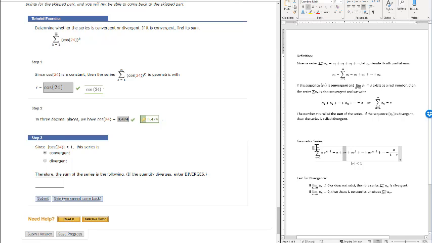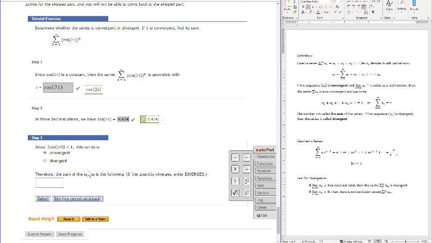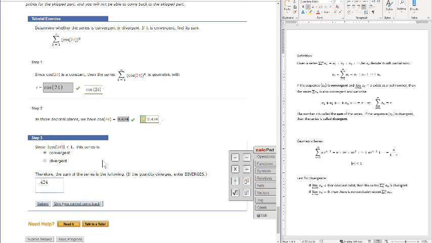So in this particular scenario, when k is equal to 1, we have cosine 24. So that is going to give us 0.424. So the sum is going to be 0.424 divided by 1 minus 0.424. Now I suppose we should simplify this.